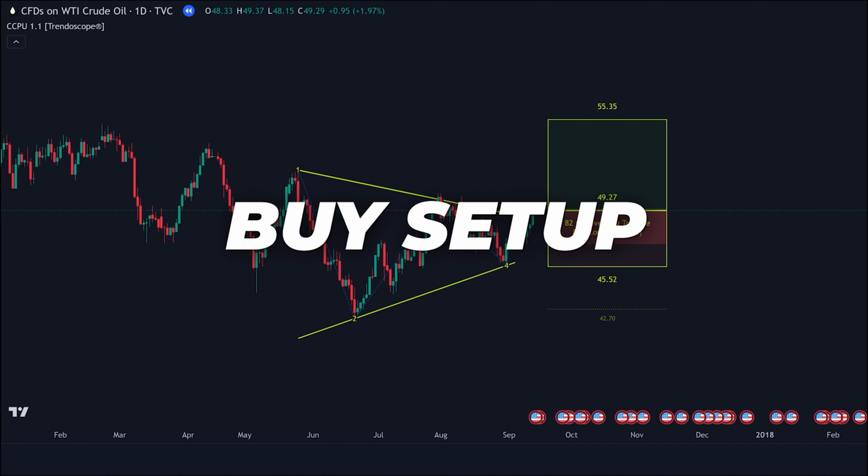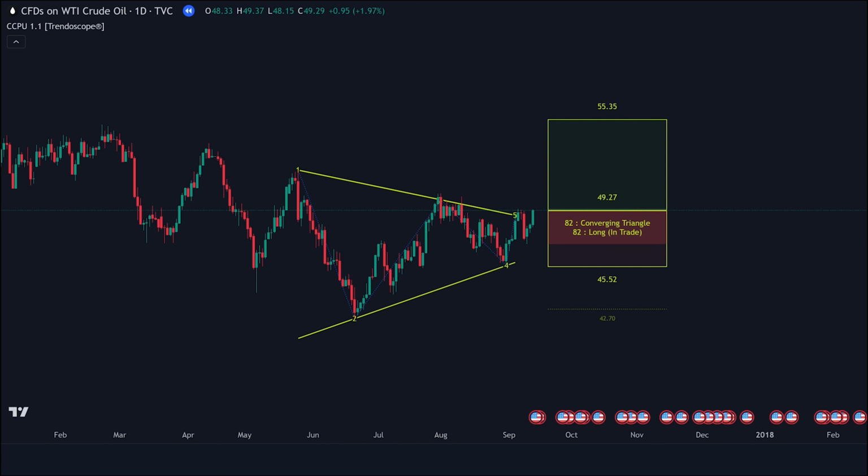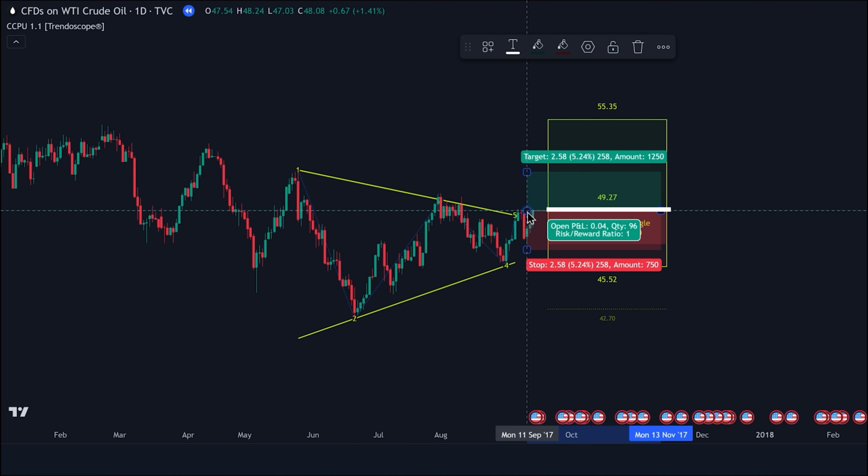Buy trade setup. The chart shows a converging triangle pattern, and just like before, the indicator automatically identifies this pattern for you, making it easier to spot potential trade opportunities. In this case, the indicator has detected that the price has broken above the triangle's resistance, signaling a strong buy trade setup. The suggested entry point is where you would enter a long position.